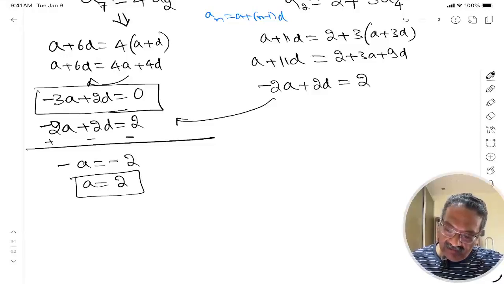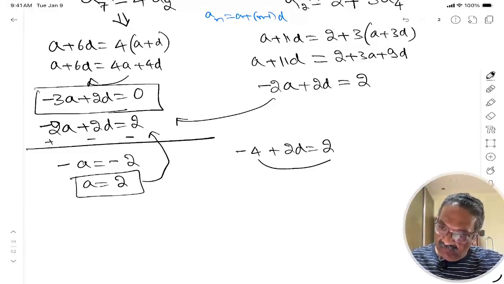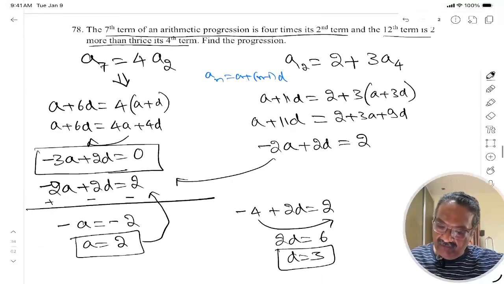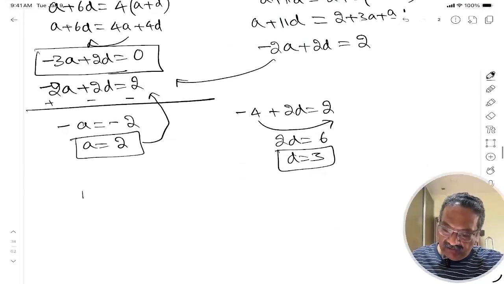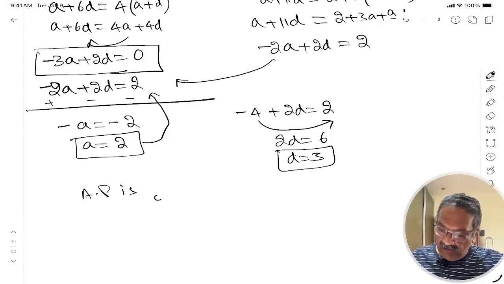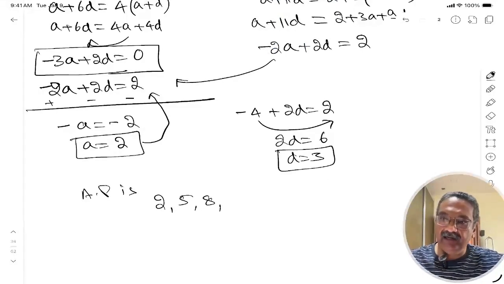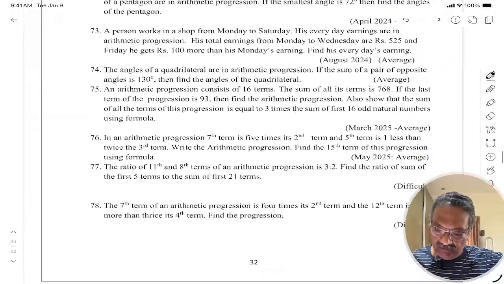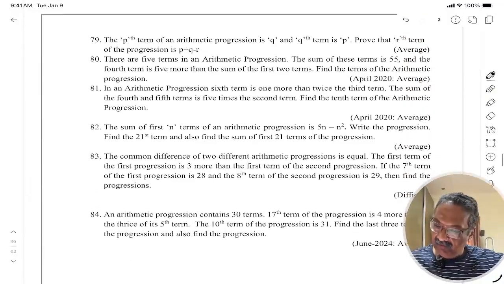Now substituting this in any one equation, we'll put in this only. We get minus 4 plus 2d is equal to 2. If this goes this side, we get 2d is equal to 6, d is equal to 3. We got A and D. Find the progression. So the AP is first term 2, second term 2 plus 3 is 5, then 5 plus 3 is 8, then 8 plus 3 is 11, and so on. Next, we finished the 78th question. Now we come to the 79th question.